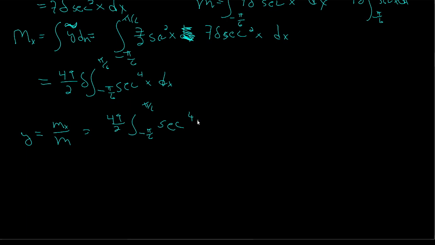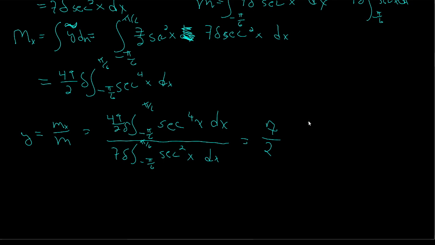Thank you so much. Secant to the 4th x dx divided by 7 delta, negative pi over 6 to pi over 6 secant squared x dx. The 7's deltas cancel, so we're going to get 7 halves. So we can leave the 7 halves out. And negative pi over 6 secant to the 4th x dx over negative pi over 6.